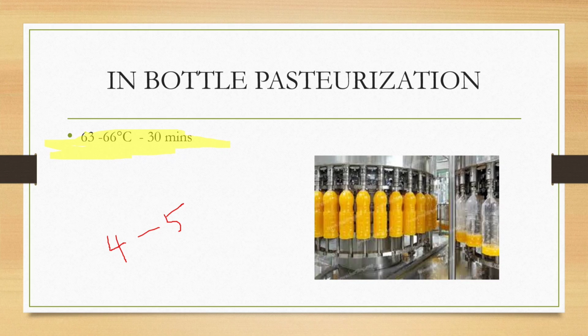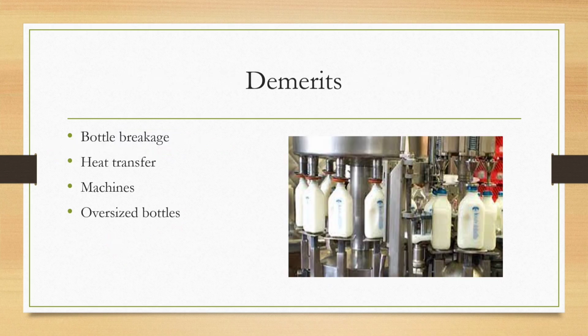So this is in-bottle pasteurization: milk filled in a glass bottle is subjected to heat treatment. Before the heat treatment, the glass bottle should be tightly sealed. After it is tightly sealed, it is subjected to heat treatment at 63 degrees Celsius for 30 minutes. After the heat treatment, the milk bottle should be cooled to 4 to 5 degrees Celsius. Now, I suppose you're clear with in-bottle pasteurization. So, what are the demerits of in-bottle pasteurization?